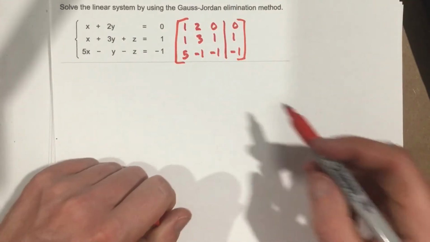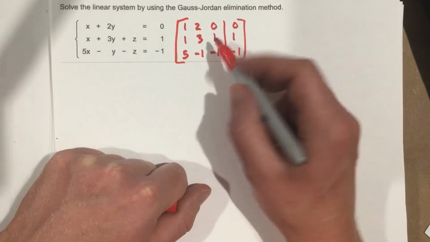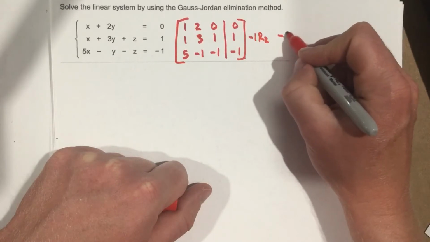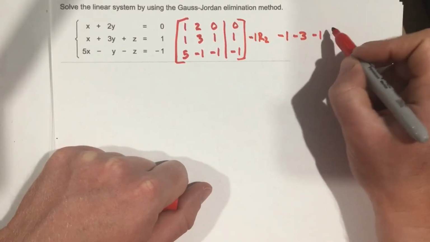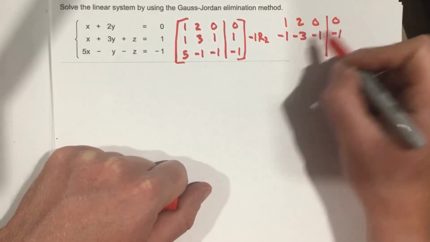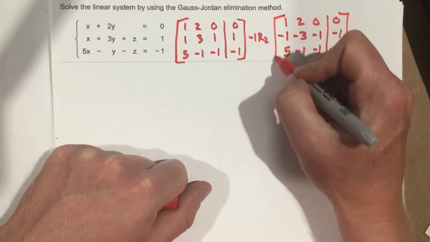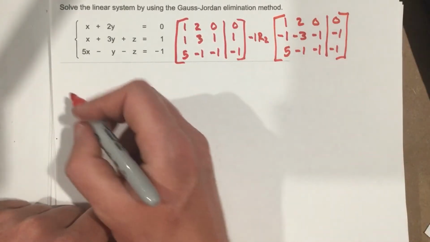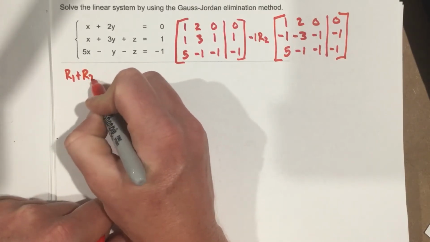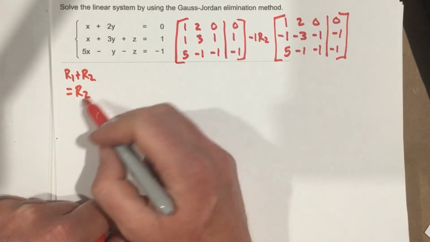Okay, we're going to start. I usually like to start in the bottom middle, but I'm actually going to start with the middle row this time. So I'm going to take negative 1 R2. That's automatically going to make this negative 1, negative 3, negative 1, negative 1. We got 1, 2, 0, 0, and 5, negative 1, negative 1, negative 1. And I'm going to take row 1 plus row 2, and that's going to equal row 2.